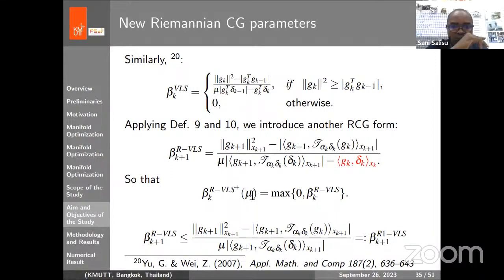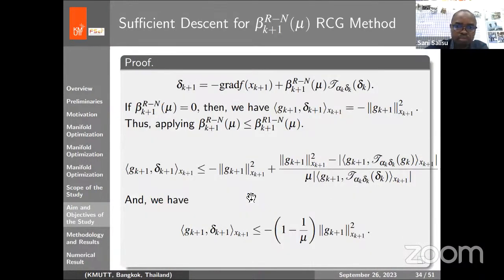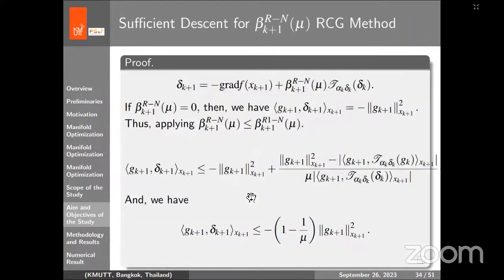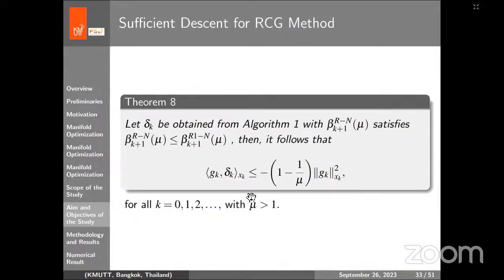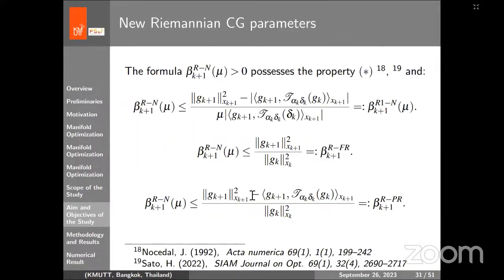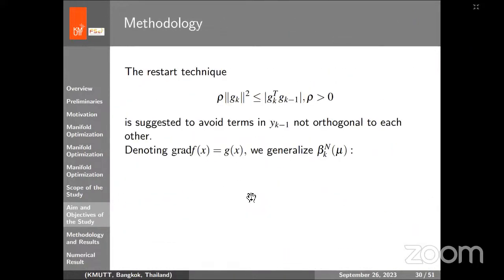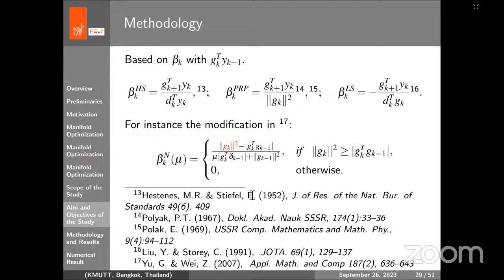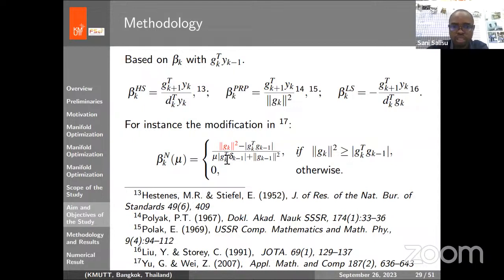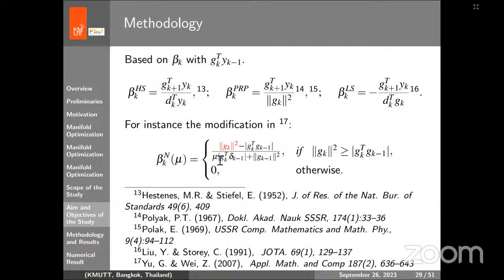Okay. What I'm saying is, first, can you go back? And at the same time, before then, the original, that is the classical CG parameter we are extending, has mu in its definition, which is given by this here from the classical definition of the parameter beta k mu.